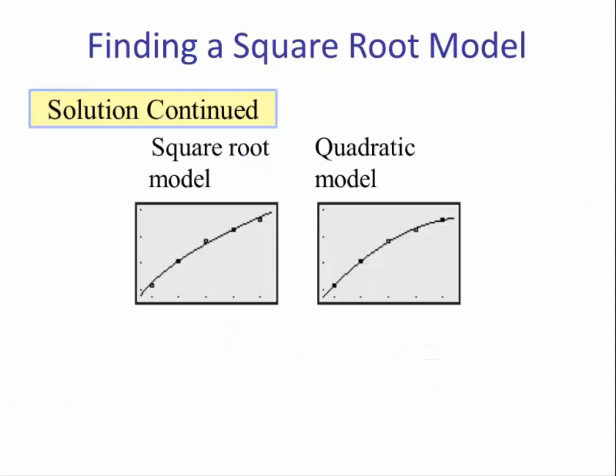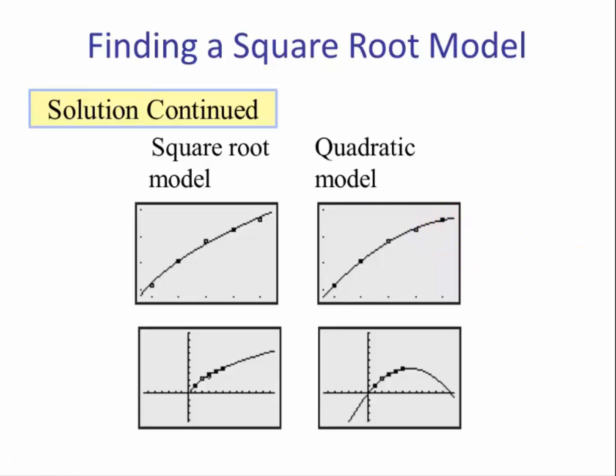Looking at this graphically, here we have the square root model, here we have a quadratic model. Now it looks like both these are doing a very good job of modeling the data. But if we were to zoom out, we would see the quadratic would increase until it hits its maximum and then start decreasing, and eventually the y value will become 0.